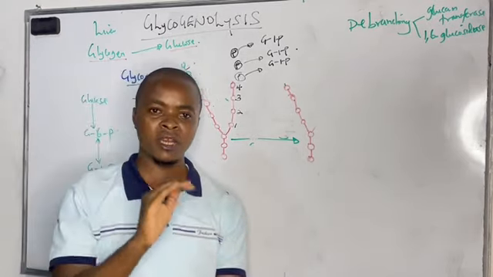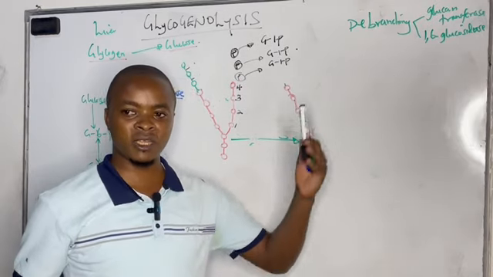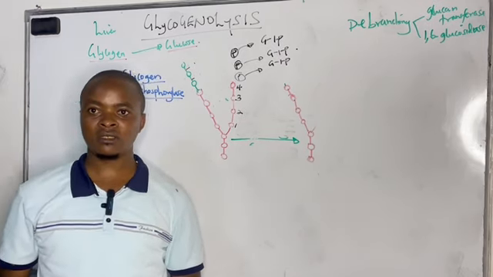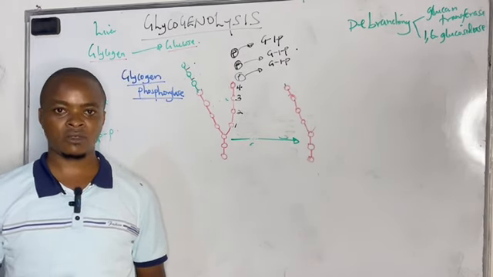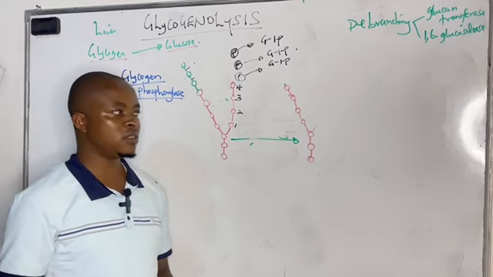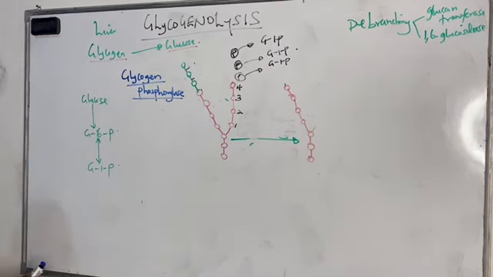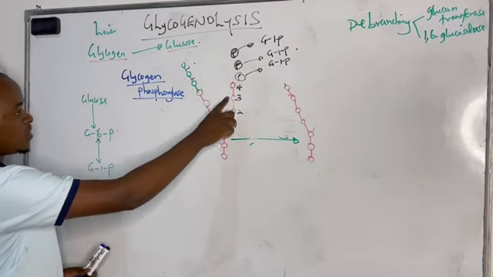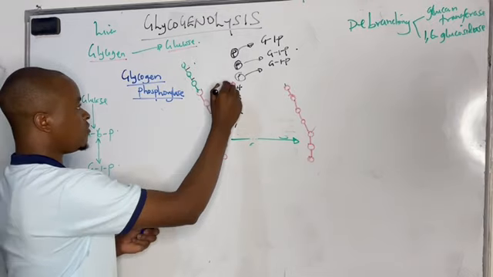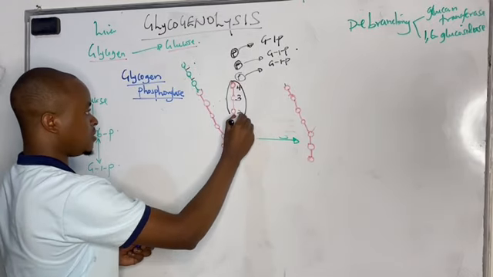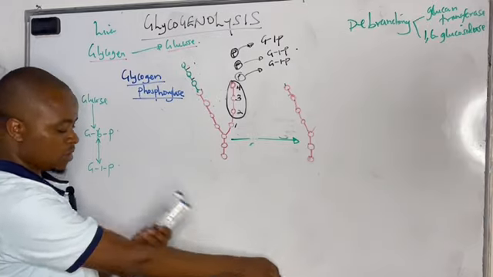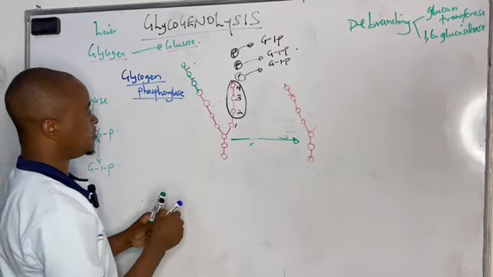When it reaches carbon number 4, it stops there, then we bring in a debranching enzyme. This debranching enzyme is the one that is going to come and cleave the 3 remaining. So we shall come and remove these 3 remaining at the branch point. The enzyme that catalyzes this reaction is the debranching enzyme.